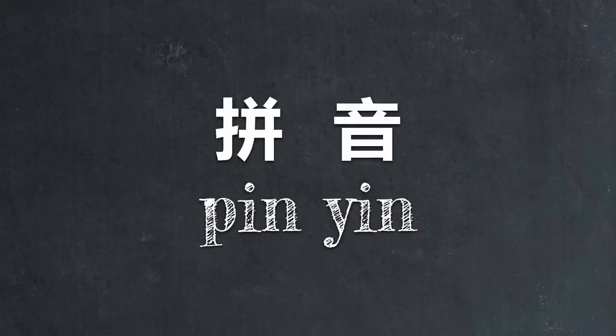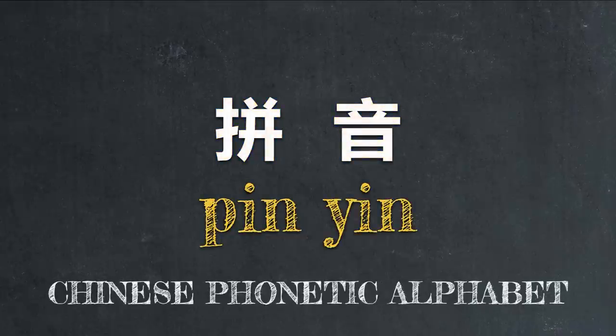Now for us to do this properly, we must first learn the basic concept of Pinyin, which comes from the characters Pin, which means to spell, and Yin, which means sound. So together, Pinyin means to spell out the sound, and therefore it is the Chinese phonetic alphabet.